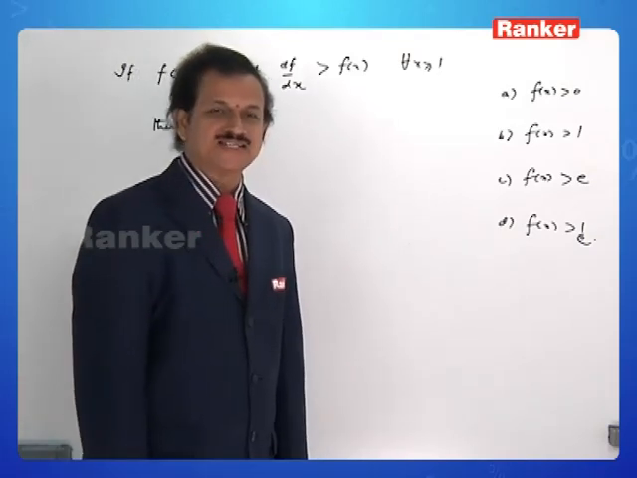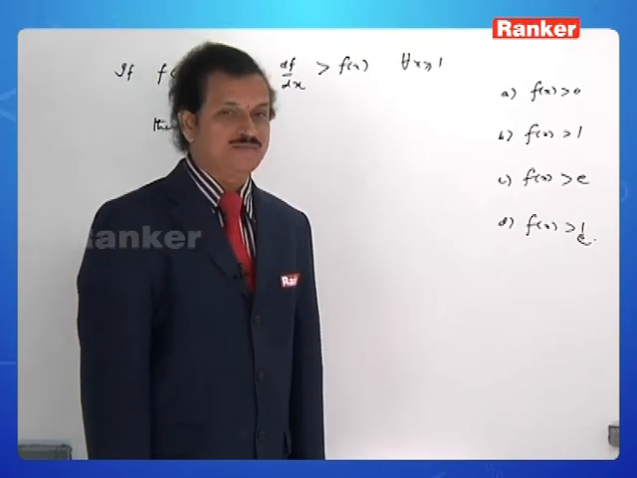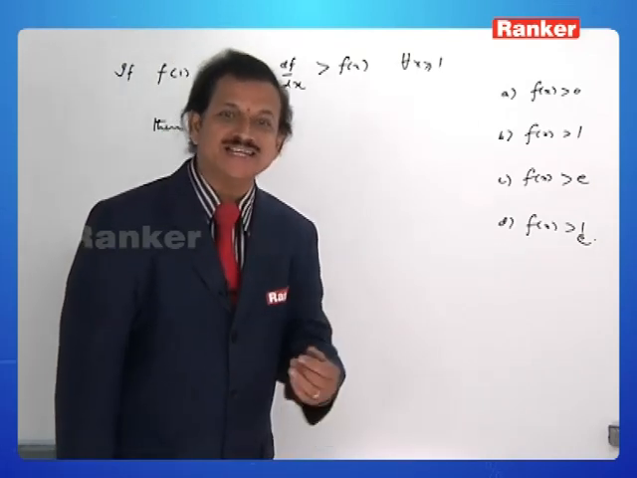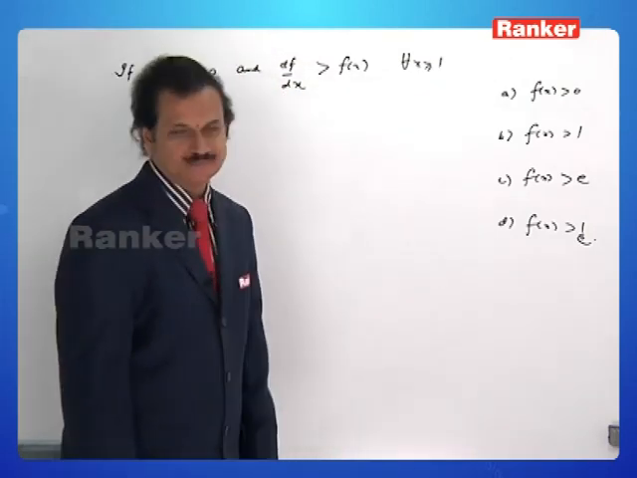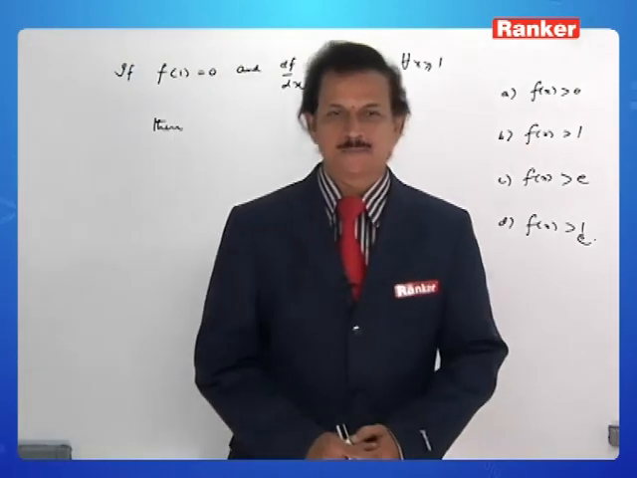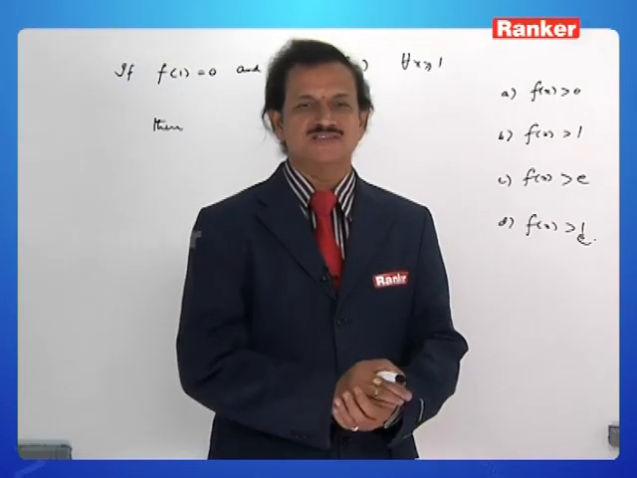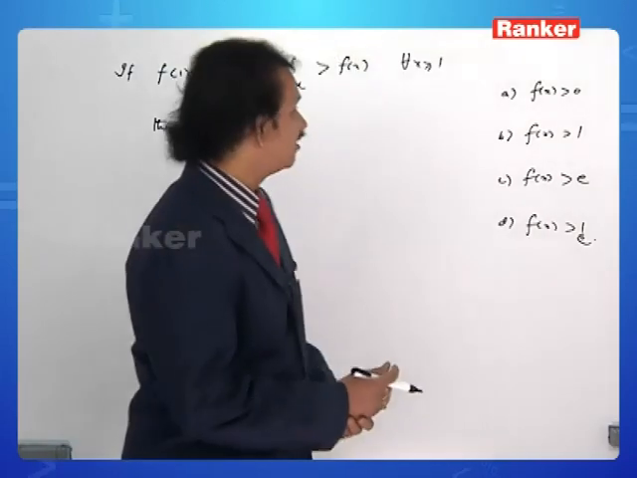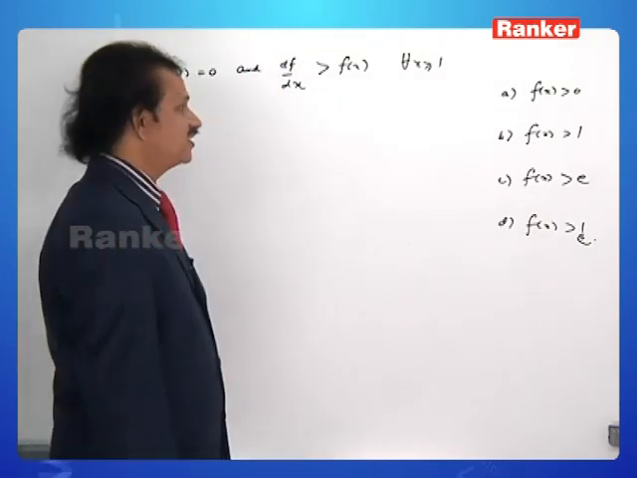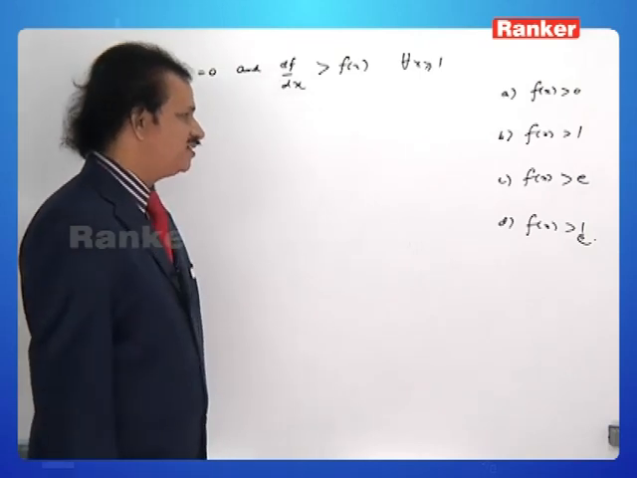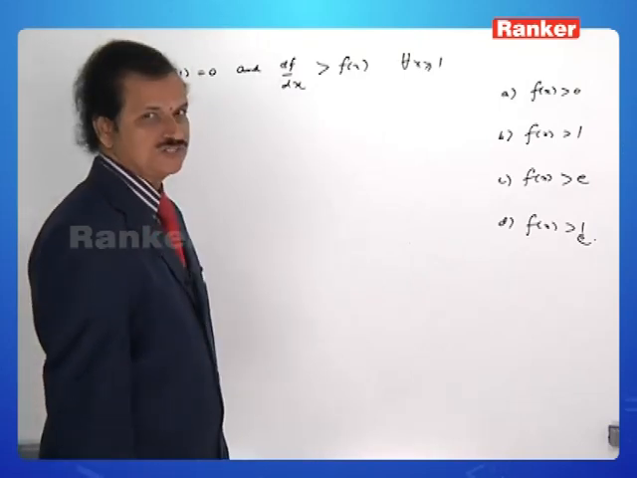So far we have seen linear differential equations. In this problem, a linear differential inequality is there. You observe df by dx is greater than f of x, he has given. How to tackle that? How to get the solution? I have written the 4 options also. He has just asked the nature of f of x. Is it greater than 0? Greater than 1? Greater than e? Or greater than 1 by e? Which is more specific, we want to decide.